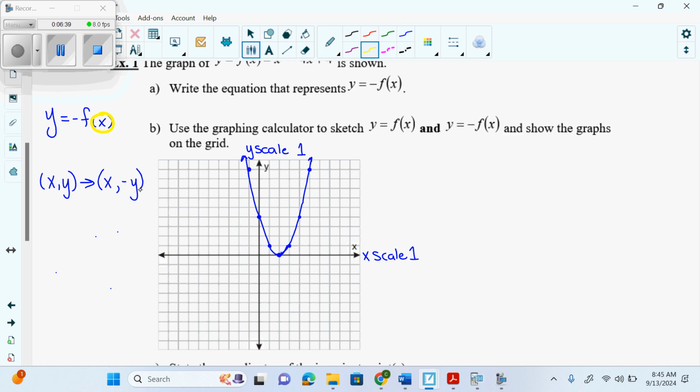Now, a lot of people go into memorization techniques. So one of the reflections is going to be a reflection in the x-axis, and one of the reflections is going to be a reflection in the y-axis. We're going to have both reflections this year. Okay? Let's not memorize. Let's understand. If my y's are being negated, and I know they're being negated because my x doesn't have anything with it, right? So I know my y is being negated.